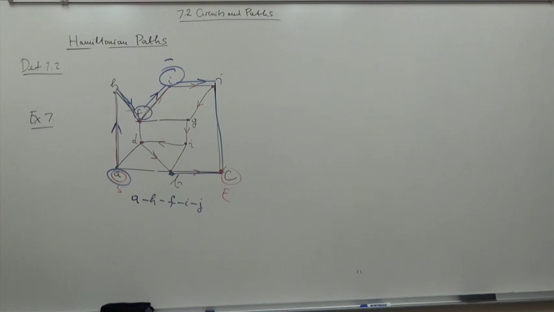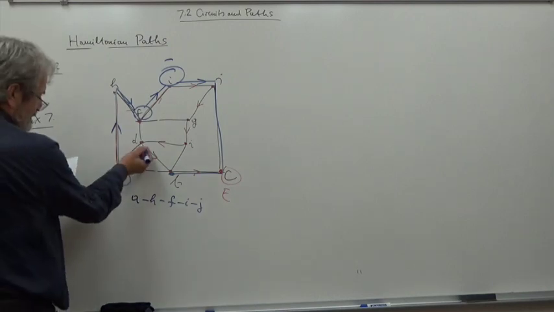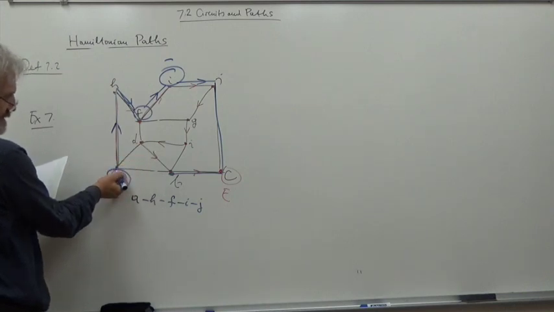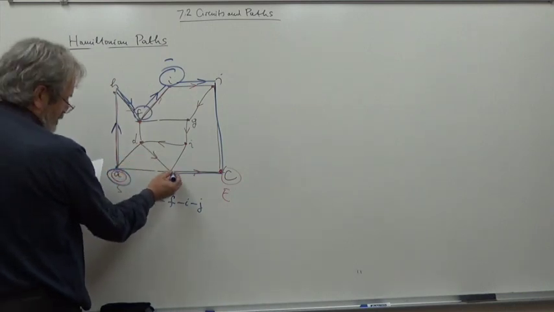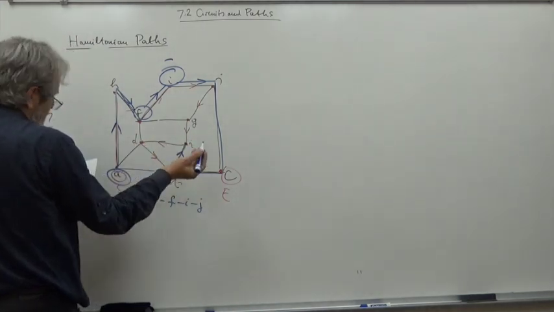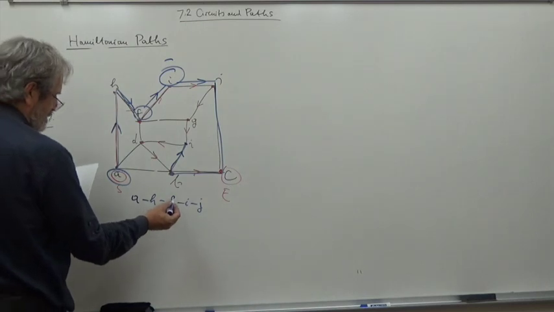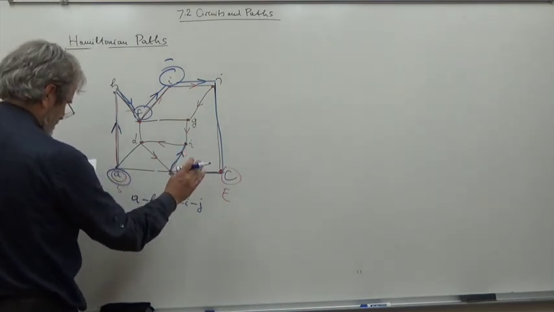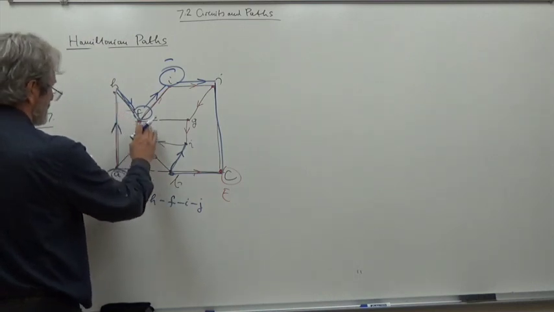And then what happens? We cannot visit D. Why? Because if we visit D, that's our last chance to get back to A. So generally, we have to go to I. But then again, that's a contradiction. No, we are not even allowed to go to I. We already visited I. So A, H, F.